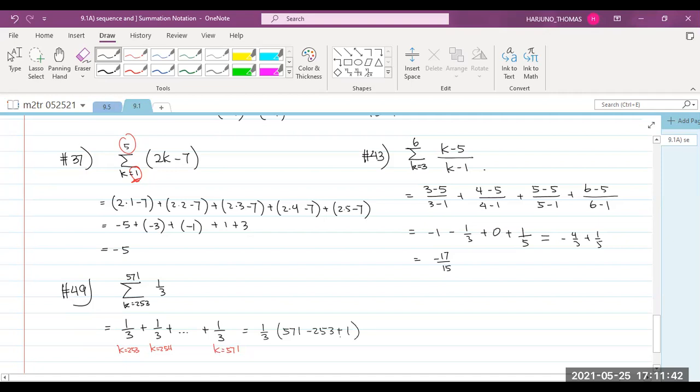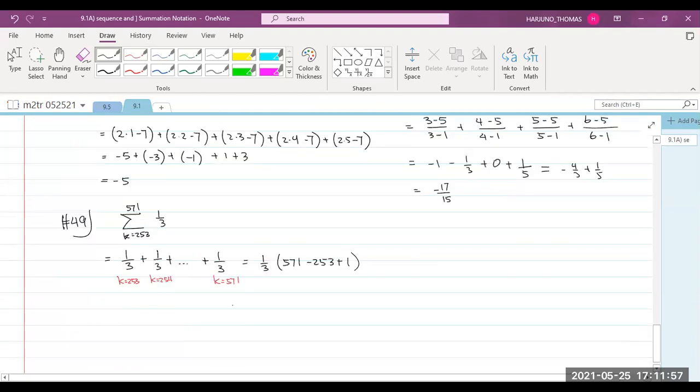You see that? 571 minus 253 plus 1 divided. Oh, you know what? That's good enough. This is 319 over 3. Okay, because that's a constant term. That's a constant term.